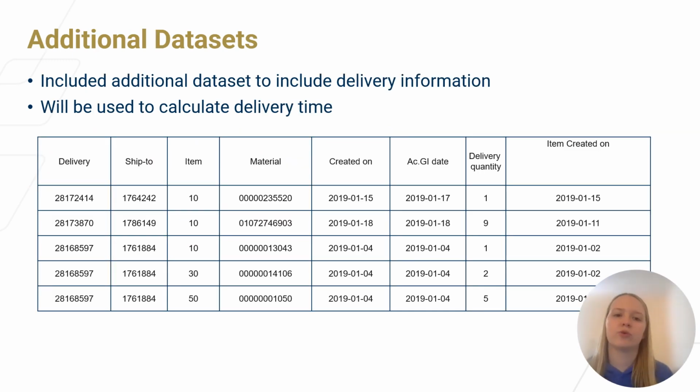Initially, we started out with only 3 separate reports, each with its own data set. However, we did realize that we needed more data, and Nora was able to pull another report that contains the delivery information. This additional data set will be used to estimate the delivery time. Here's a snapshot of what that data looks like.